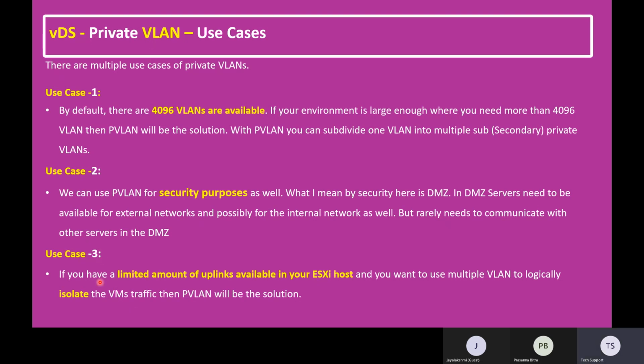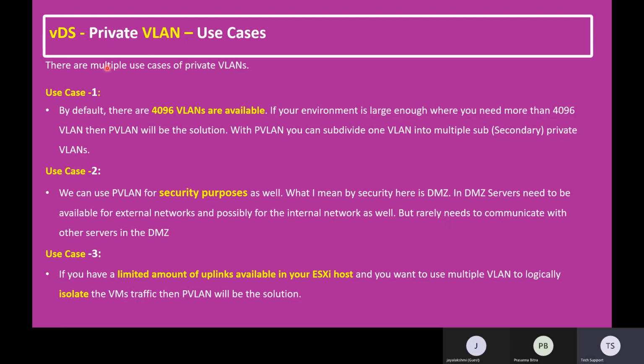The third scenario is if you have a limited number of uplinks. Uplink means physical network cards in our ESXi host. Because our physical network cards are limited, but you want to use multiple VLANs to logically isolate or separate the virtual machine traffic, then private VLAN will be the solution. These are the three scenarios for why we can go for the private VLAN concept.